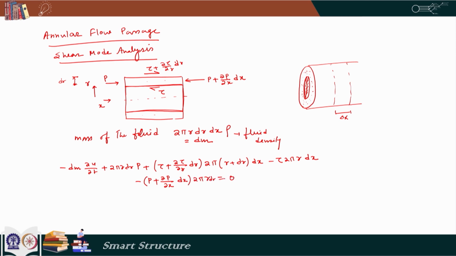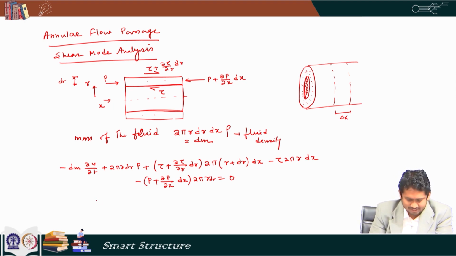So we are finding out the total force due to this pressure here minus the total force due to this pressure here. The total force due to this pressure is this pressure multiplied by this thickness, and then we multiply that by 2 pi r. Similarly, we find out the total force due to this shear stress, that is this shear stress multiplied by this length, and then we multiply by the periphery 2 pi r. And similarly, we find out the total force due to this stress, and that net unbalance is equated with mass into acceleration.